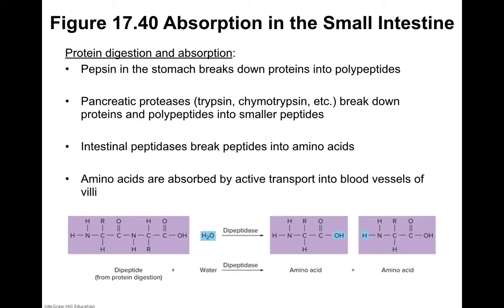Protein. Pepsin breaks down proteins into polypeptides. Pancreatic proteases such as trypsin and chymotrypsin break polypeptides into even smaller peptides. Intestinal peptidases break the peptides into amino acids, and amino acids are absorbed by active transport into the blood vessels of the villi.